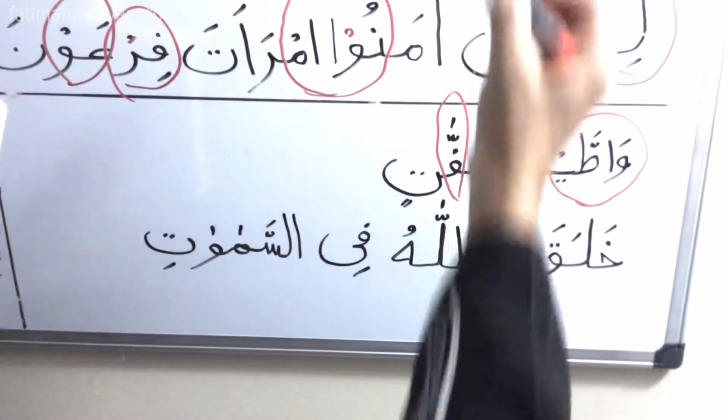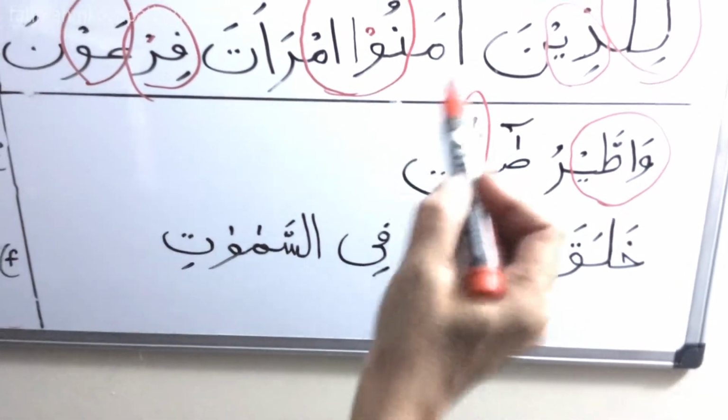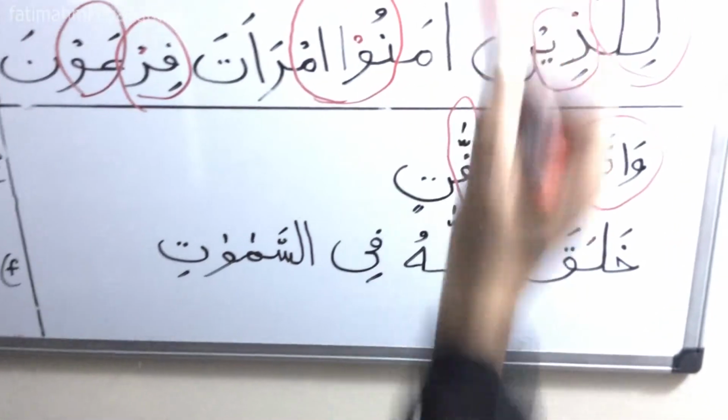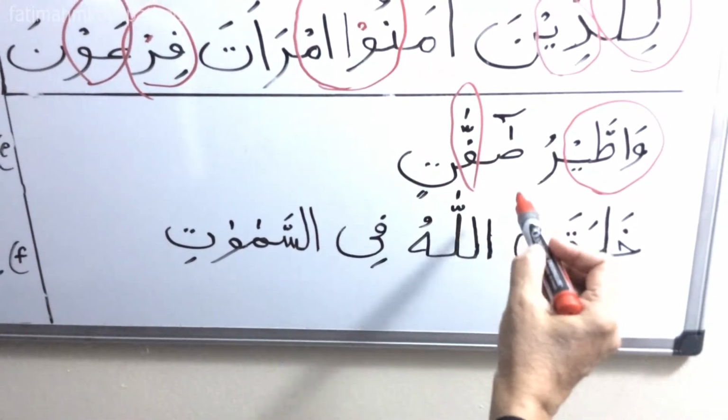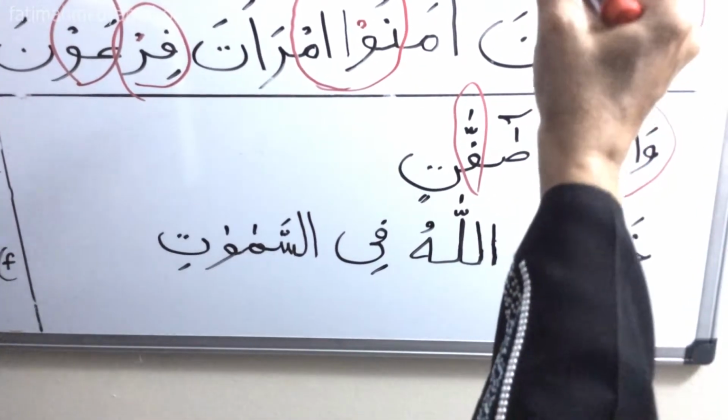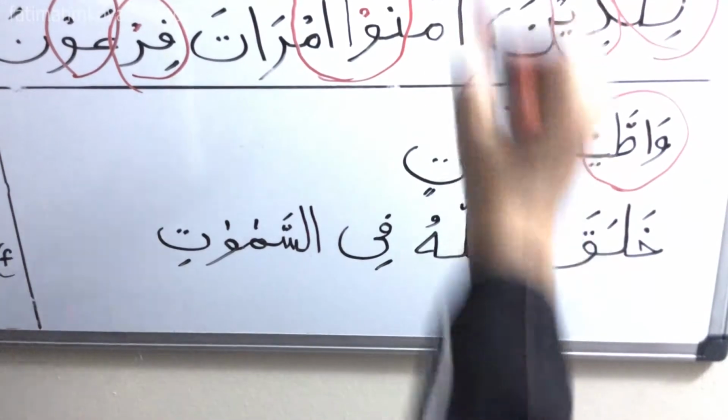So fatin. So fa has a shadda, so you have to put a little stress there. Fatin. You have to say fatin.